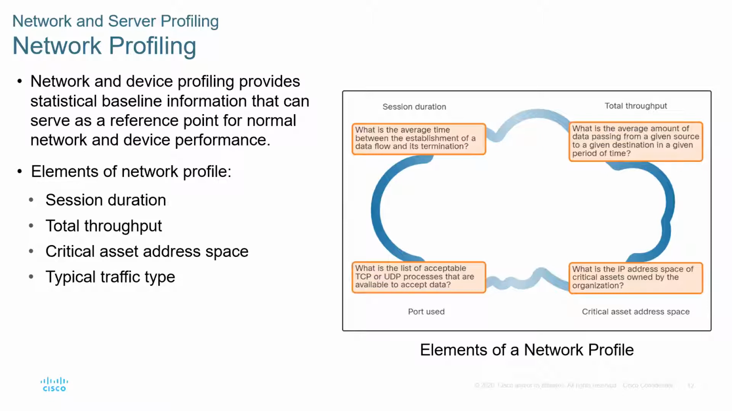So what does this mean? This means, what is the average time between the establishment of a data flow and its termination? And when we're looking at throughput, what's the average amount of data passing from a given source to a given destination in a given period of time? And then if we look at their critical asset address space, what's the IP address space of this critical asset owned by us, the organization? And then the ports used, what is the acceptable list of TCP and UDP processes that are available to accept data?